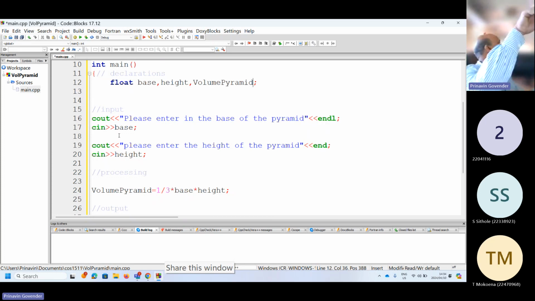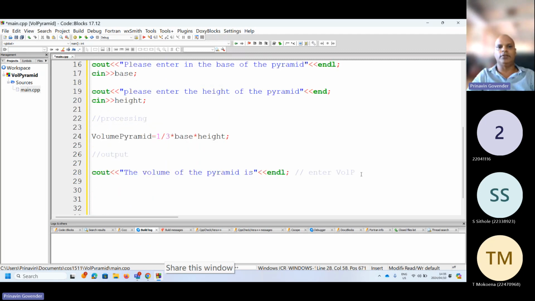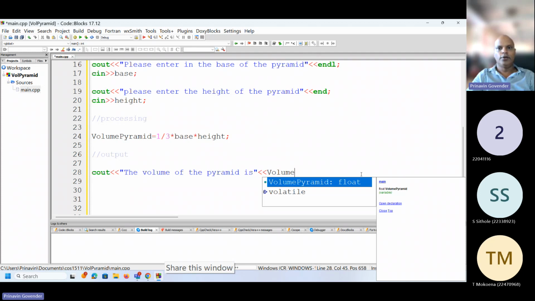I use volume of pyramid, and somewhere down the line I put down, what did I write down? Vol P. So let me change this to, oh, I didn't enter that. Okay, not that. So now I'm going to say the volume of the pyramid is volume pyramid.